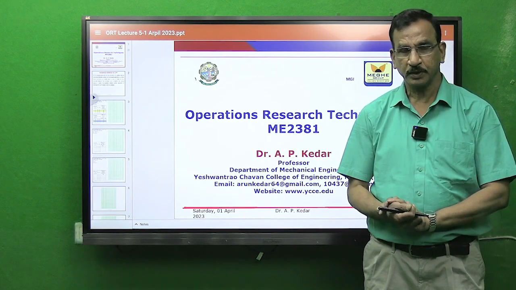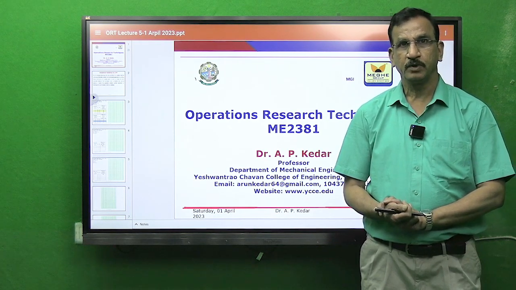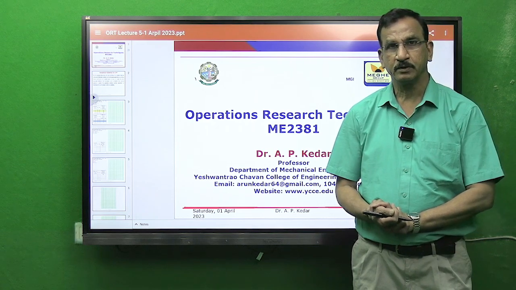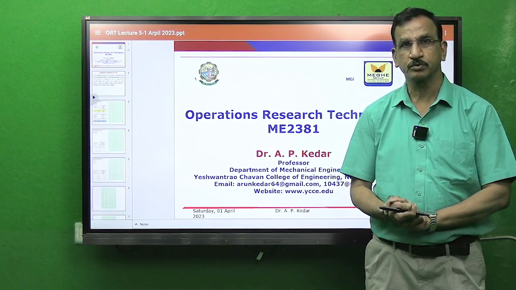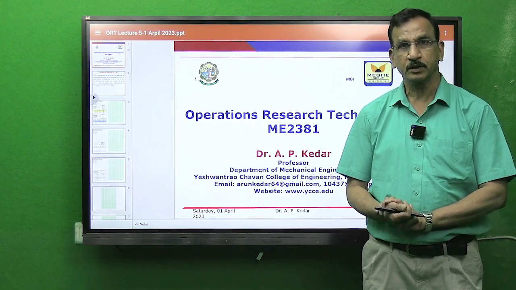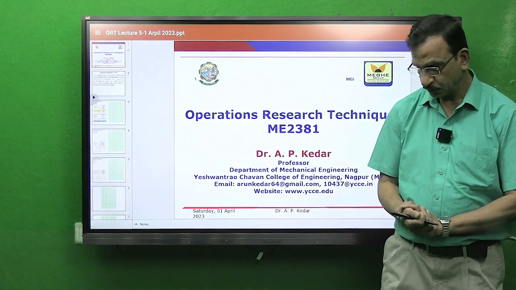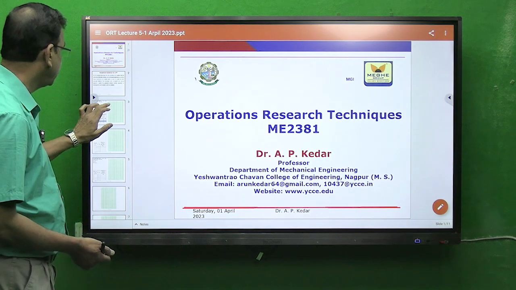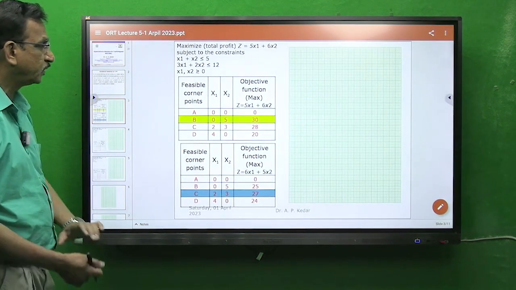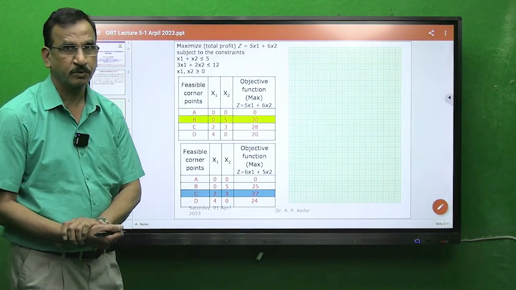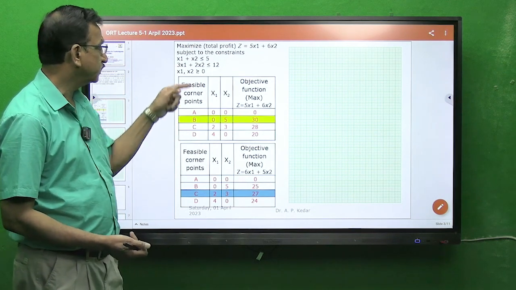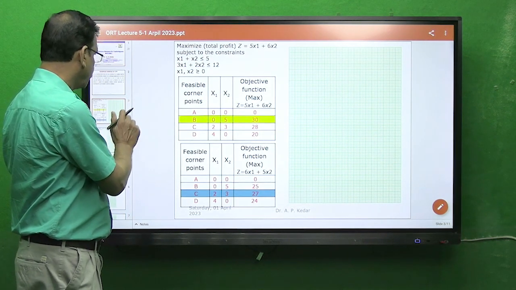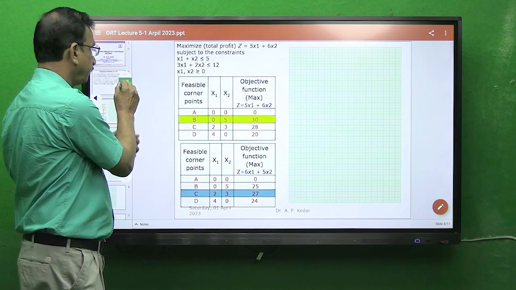So today, to begin with, we'll have a recap of the last problem and we'll find how to find graphical solution to other problems, other formulated versions. So let's start with a recap of the last lecture. If you remember, in our last lecture, this was the mathematical formulation for the given problem.